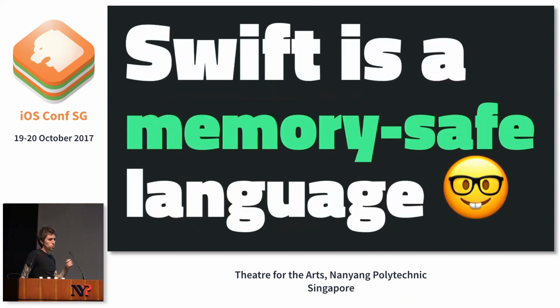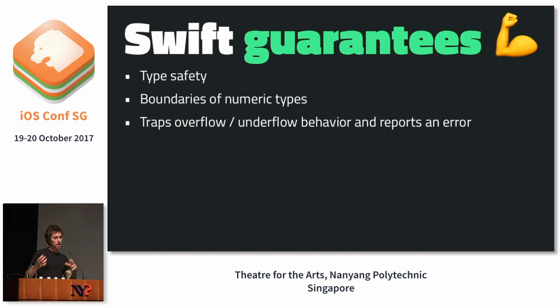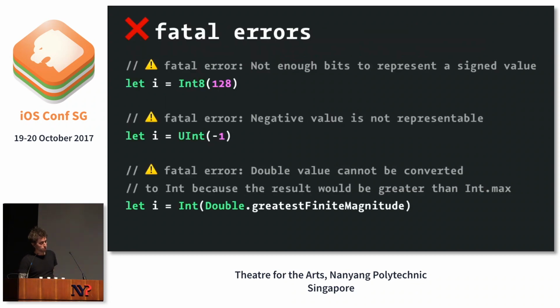And this is because Swift is a memory-safe language. Not only do we guarantee type safety, but Swift guarantees the boundaries on numeric types. It'll trap on overflow and underflow, and we can see that in the source. We can look at our code and we can see this happen. If we try to initialize an Int8 with a number that's too big to be represented in a single byte, Swift will complain. We can't represent negatives in a UInt.